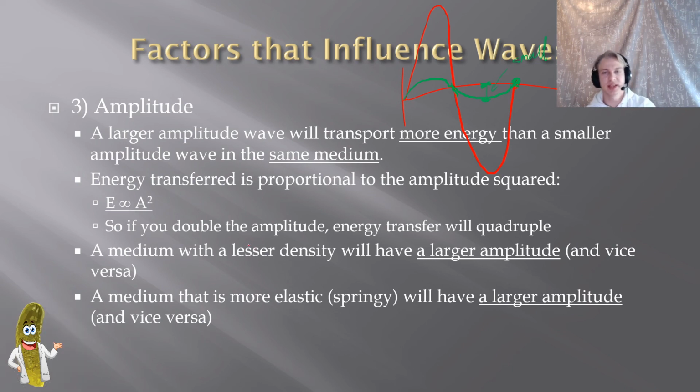A medium, again, is whatever our wave is traveling through. A medium with a lesser density will have a larger amplitude. You can think of it like trying to run in a pool versus trying to run on a sidewalk. Running on a sidewalk is really, really easy because the air isn't providing much resistance, so you can burn a lot more energy and run a lot faster. If you're in a pool and you're trying to sprint, you have a lot of density and a lot of resistance against you, so it makes it really hard to run quickly. And as such, your speed would be a lot slower.